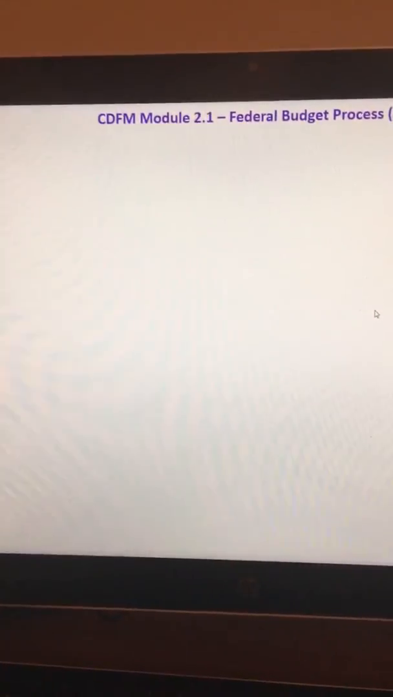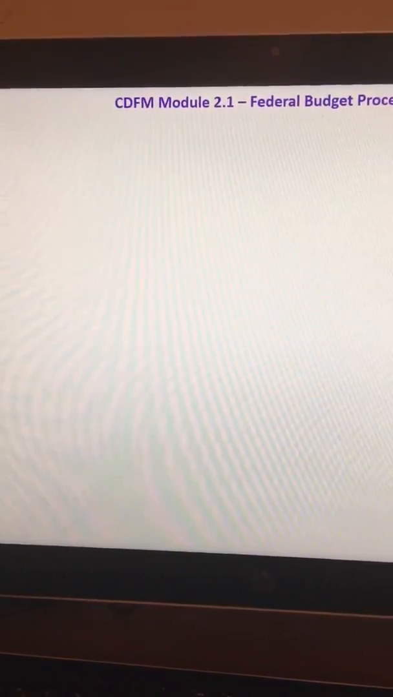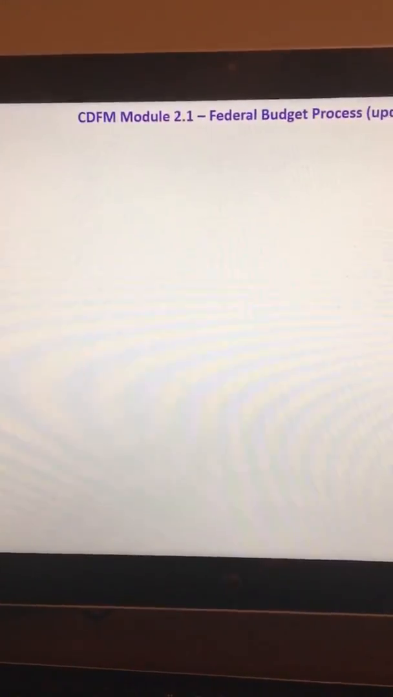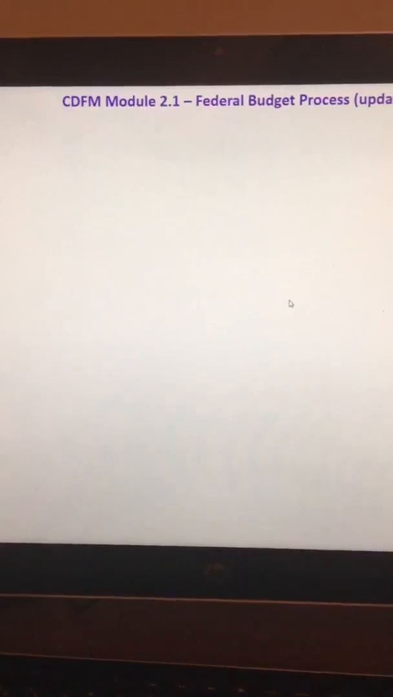Now, understand that the budget basis of development is based on getting the warfighter, those that are in the actual combat zone, what they are required to have, what resources they're required to have.